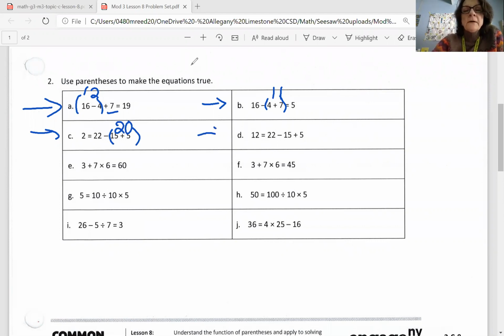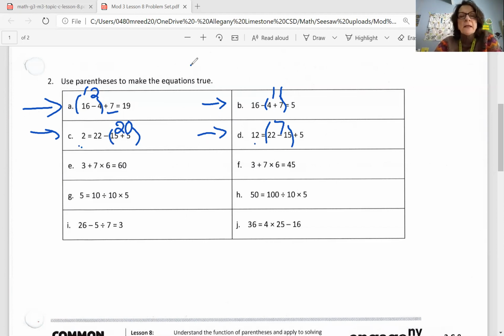Okay, let's do this one over here, D. 12 equals 22 minus 15 plus 5. Well, I know when I put my parentheses around the first two numbers in the last problem, I got 12. So that's really helpful. I'm going to put my parentheses around the 22 minus 15. And when I do that, 22 minus 15 is 7. I'll put my answer above it. And 7 plus 5 is 12. Okay. They had the same exact numbers there. We put the parentheses in different places and we got two different answers. We got 2 and 12.